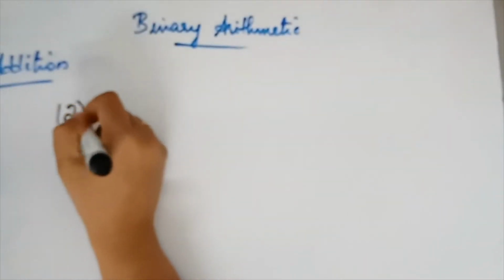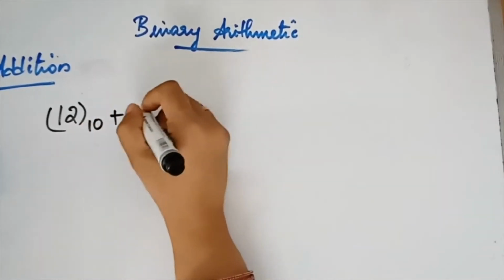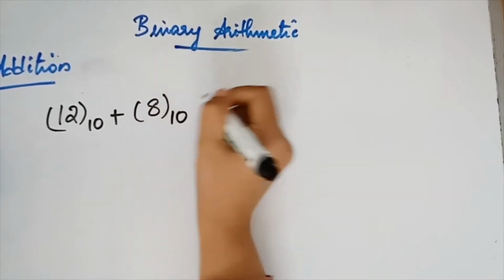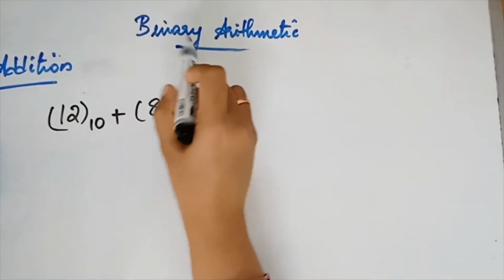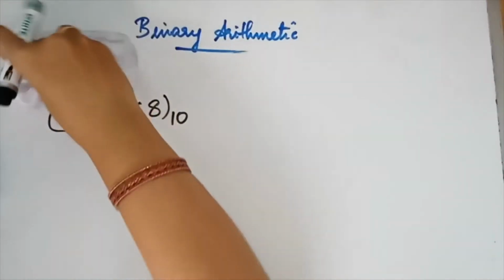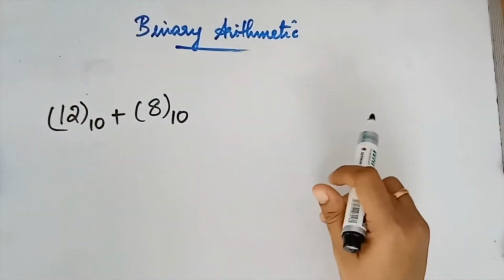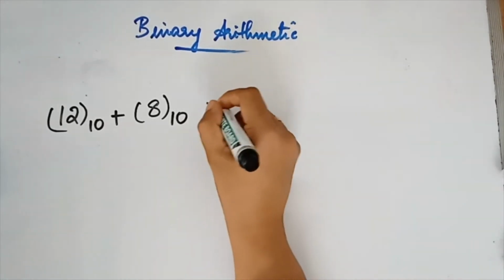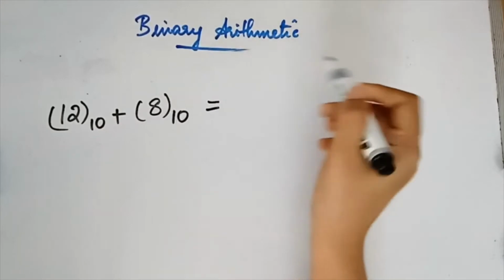Suppose 12 in decimal plus 8 in decimal. Do the addition using binary addition. Okay, add 12 in decimal and 8 in decimal using binary arithmetic. So if that is the question, then first you have to write 12 in binary and 8 in binary.